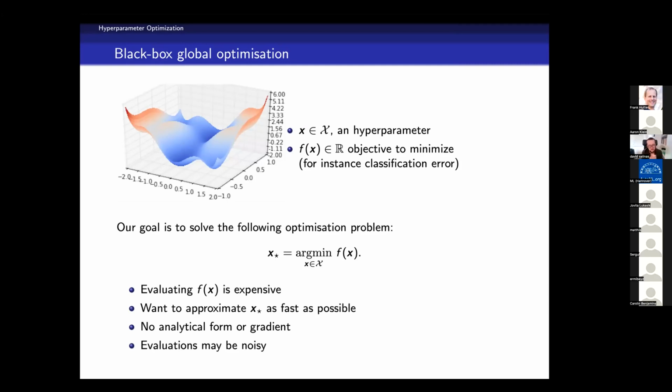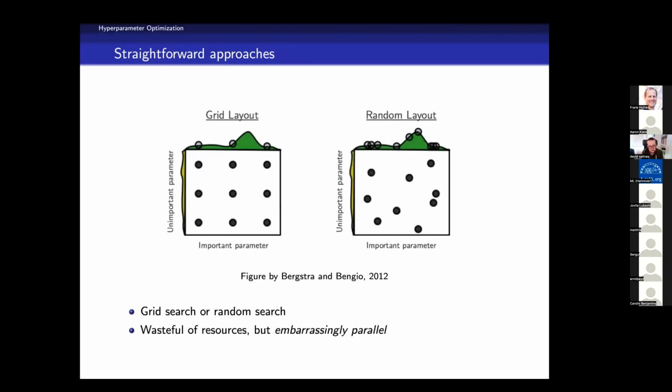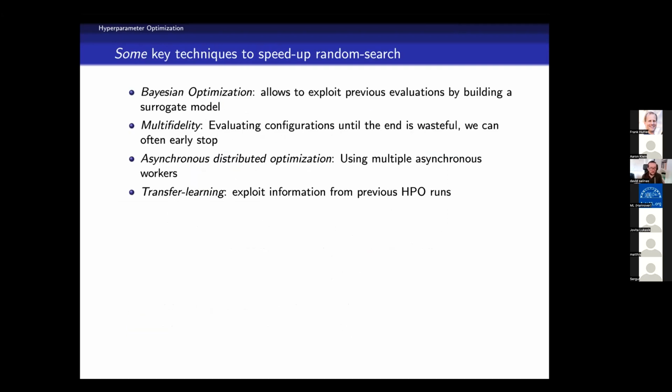The basic methods are grid search or random search, which are embarrassingly parallel, but not so good at exploiting. So there are lots of key techniques to speed up random search. I'm just mentioning those because we put some effort into having coverage of those techniques. Of course, there are other techniques too.